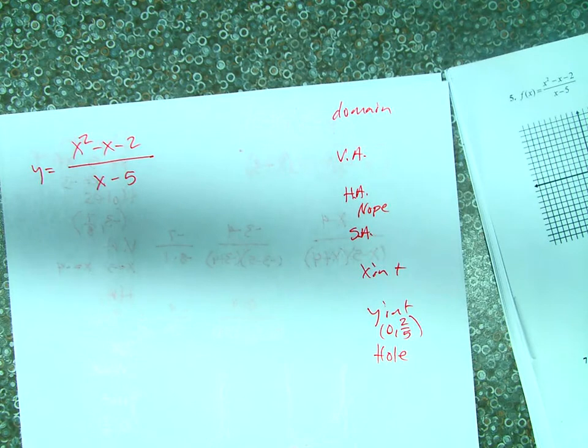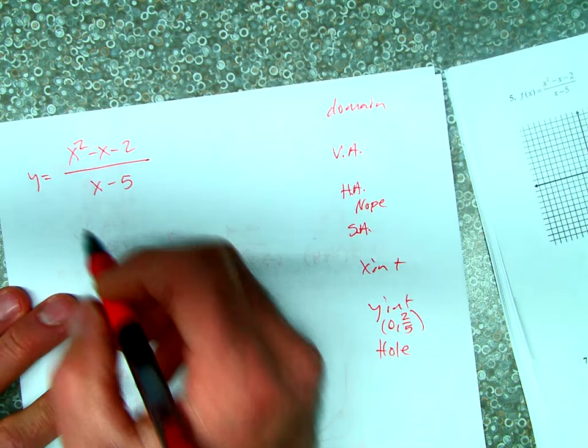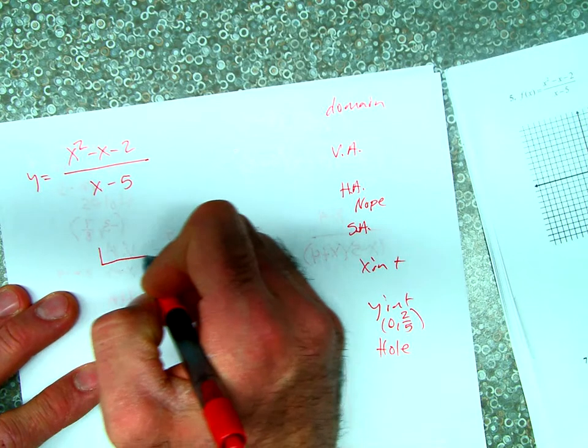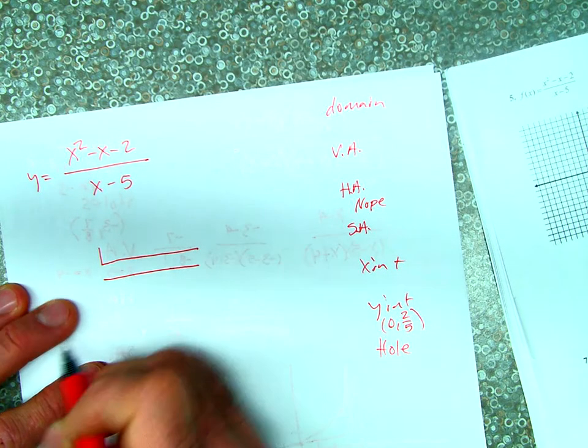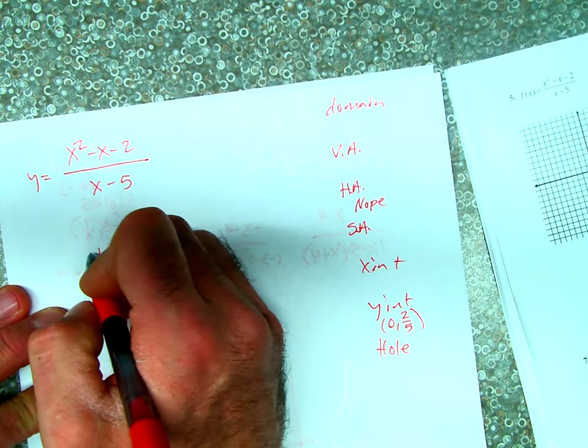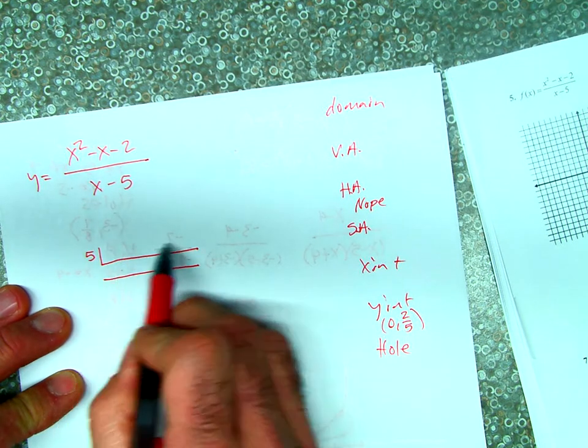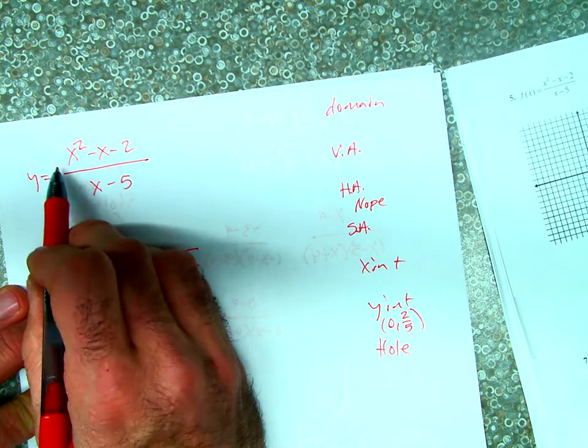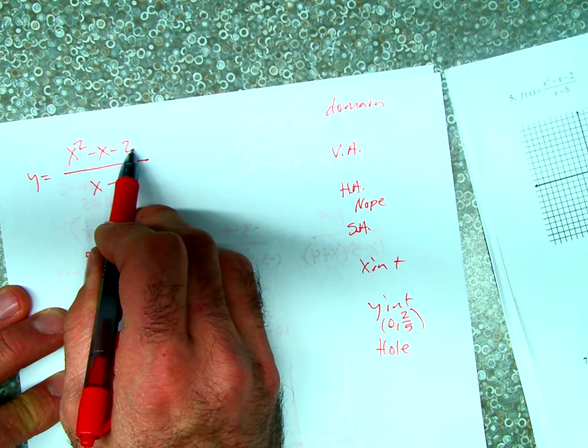We can do synthetic division. Okay? Let's do that right now. How do we do synthetic division? You take all the 5. What goes here? 5 goes here. What goes here? 1, negative 1, negative 2.